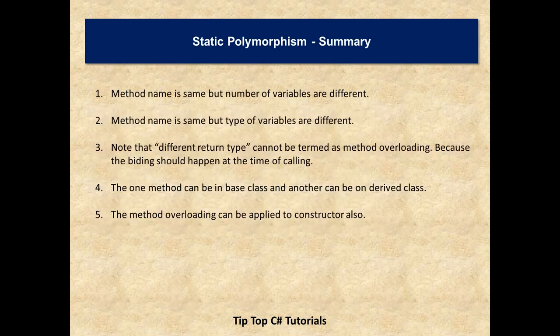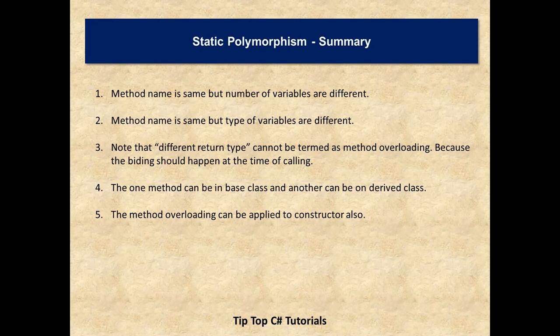Moving on. So let's try to understand static polymorphism in few words. That is, method name is same, but number of variables are different. Method name is same, but type of variables are different. Return type, as I already specified, different return type does not qualify for the method overloading. In method overloading, one method can be at base class, another method can be at derived class. That should not be a problem. It's not that all the methods should be in the same class.